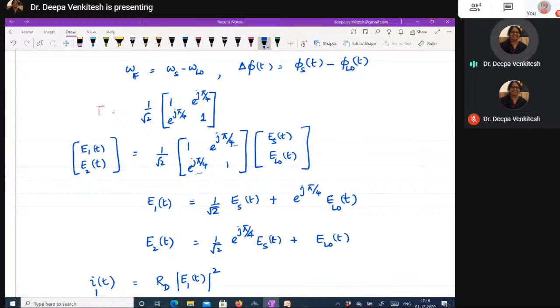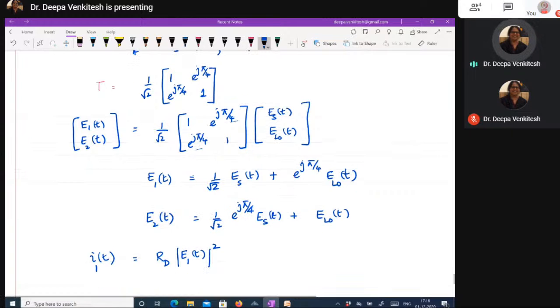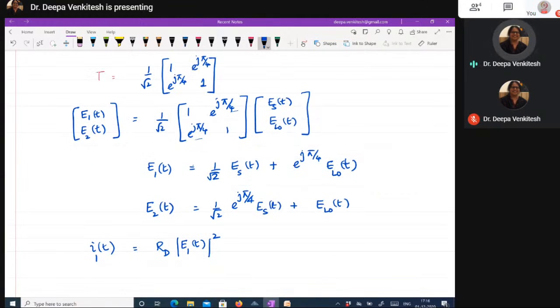Right? So if you now expand this, I mean, e power j pi by 4, you can now write it as cos pi by 4 plus j sin pi by 4. And then you can do a modulus square here. That will give you your I1.